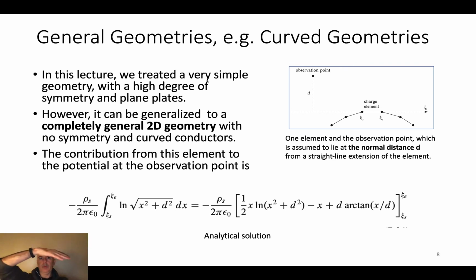geometries with the two line charge, the contribution from this element to the potential at the observation point x obs is the following. So this is the integral. So we go from x start to x end. So we're going to have this integral here that can be calculated analytically. So this is the analytical solution. So then here, by replacing this value here, psi e and psi s in the equation here, we will find the contribution for one element. So what we are going to do then is to calculate the contribution of all the elements and fill the matrix A.